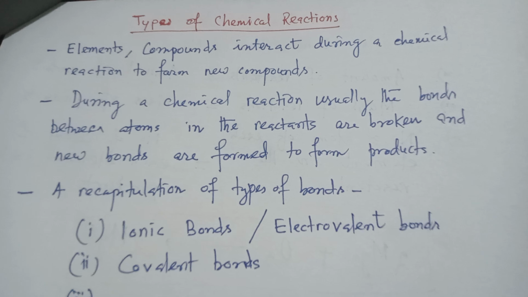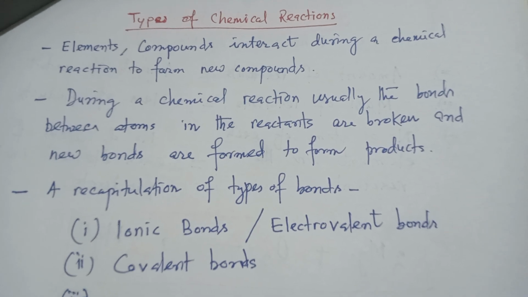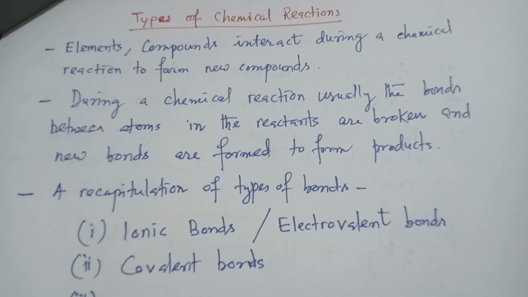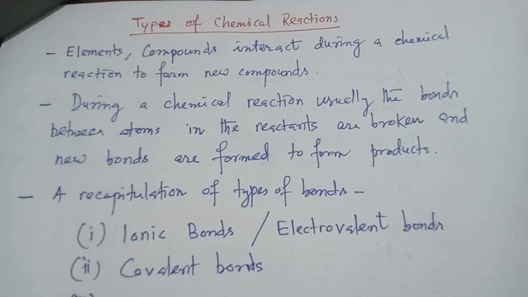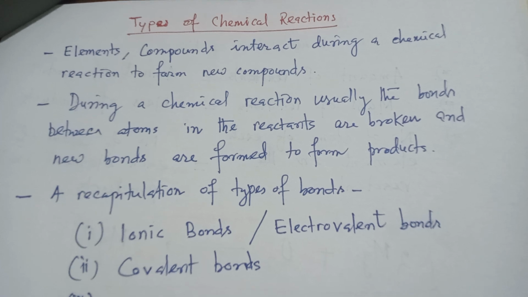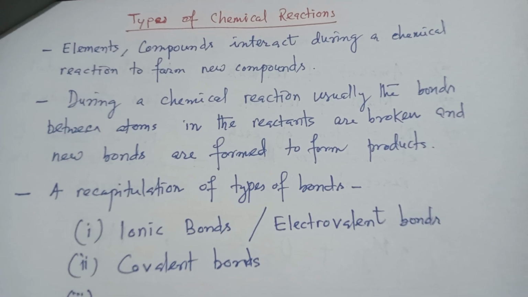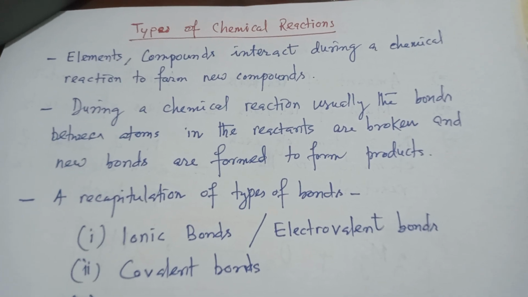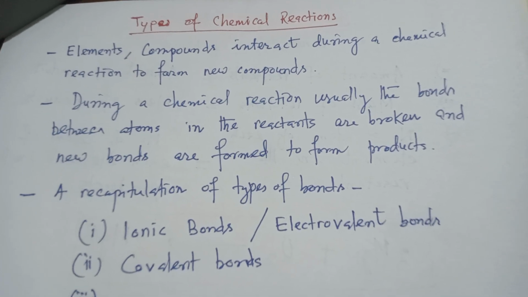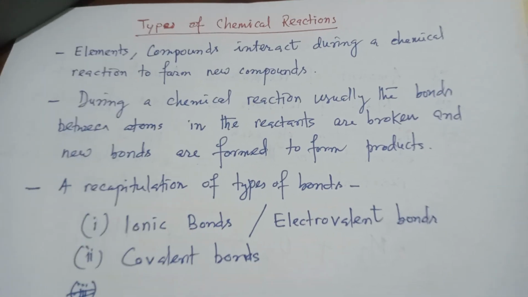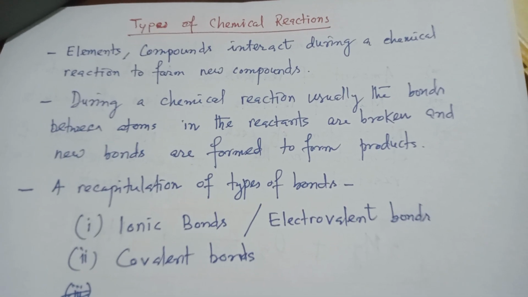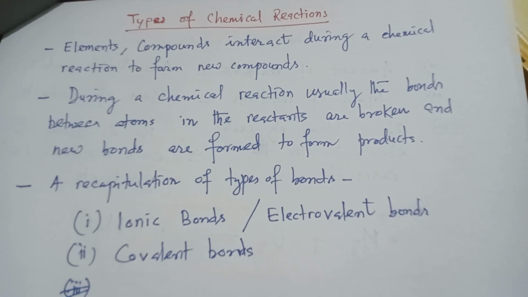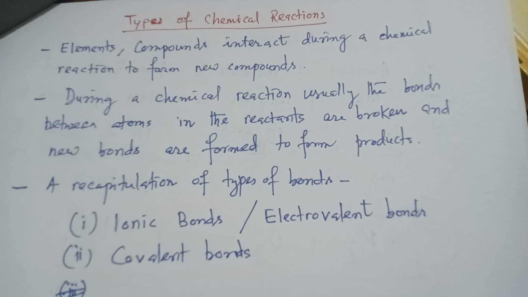The elements or compounds interact during a chemical reaction to form new compounds. During a chemical reaction, usually the bonds between the atoms in the reactants are broken and new bonds are formed to form products. For our convenience, we'll discuss two types of bonds: ionic or electrovalent bonds and covalent bonds.